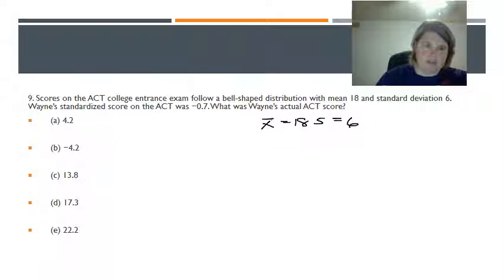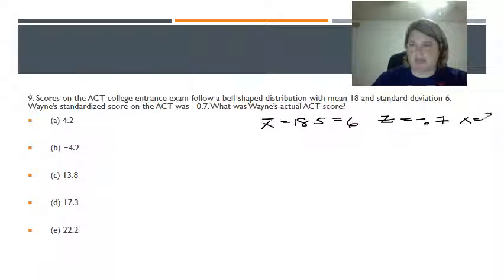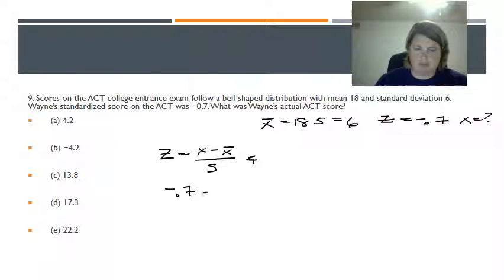Wayne's standardized score, standardized means Z-score, so Z-score is equal to -0.7. So what is Wayne's actual score, which means X? So basically we're using the Z-score formula and we're going to use algebra to solve for X. So plug in all of our numbers. So the Z-score is -0.7 equals X.